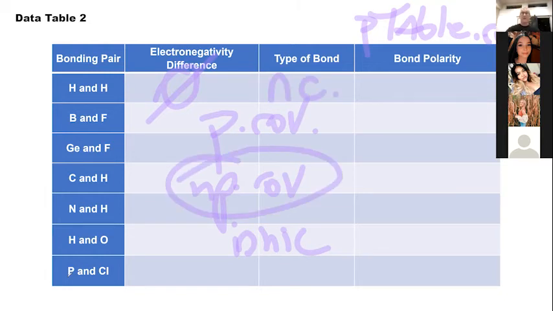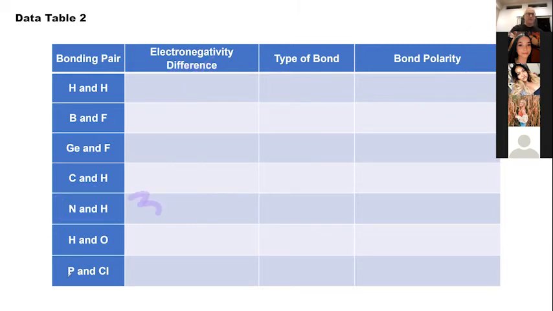And so for bond polarity, all you need to do is draw H-H without a dipole. That's what they're looking for there. So bond polarity is H-H with no dipole. For nitrogen and hydrogen, the electronegativity difference would be the difference between, I think, 3 and 2.1, so it's 0.9. So what kind of bond would that be? Polar, nonpolar covalent, or ionic?